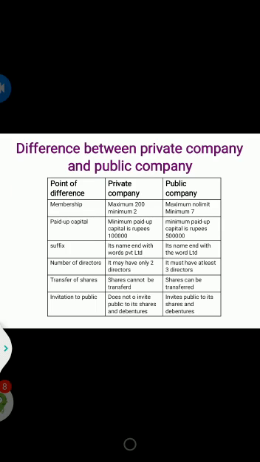The next is invitation to public, which is nothing but public subscription, right? A private company will not invite the public to its shares and debentures, but a public company is going to offer an IPO, initial public offering. So public offering is done; we can say it invites the public to its shares and debentures.